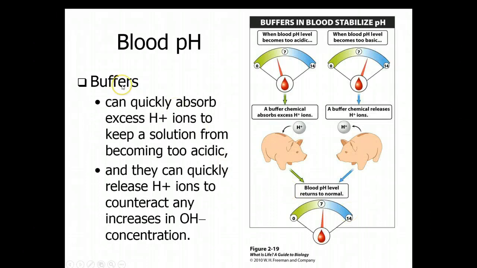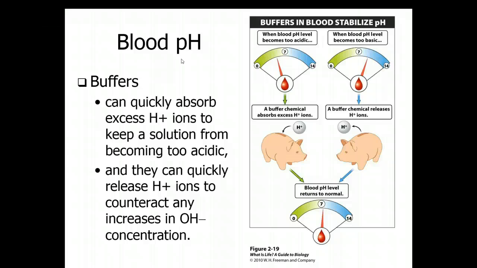So buffers resist changes in pH. That's what a buffer does, and that's what a buffer is. In the blood, we have to maintain a pH of 7.4. If we vary to, let's say, 7.58 or so, that's not compatible with life.